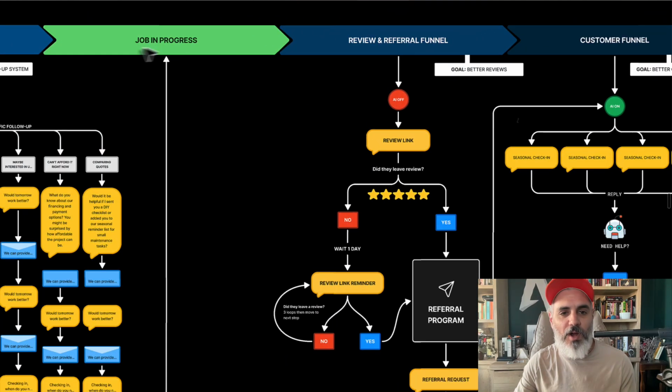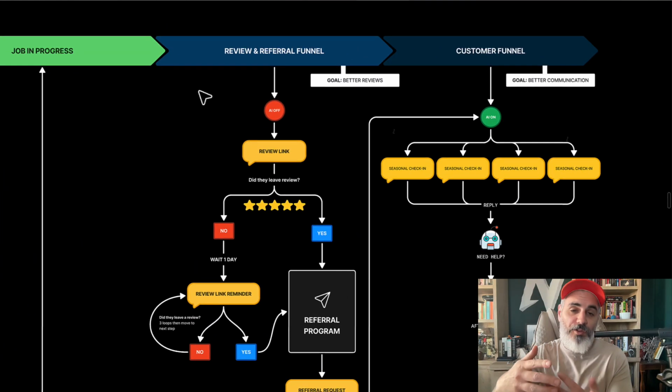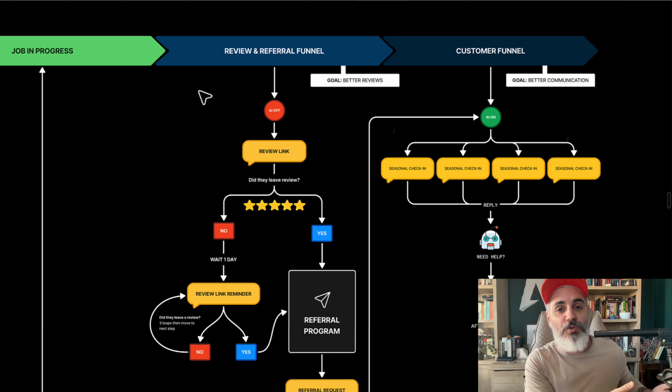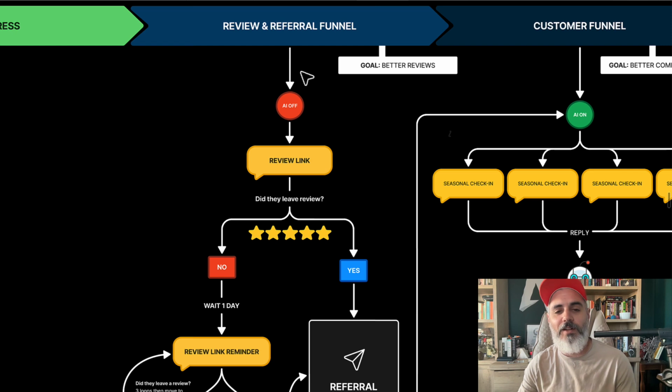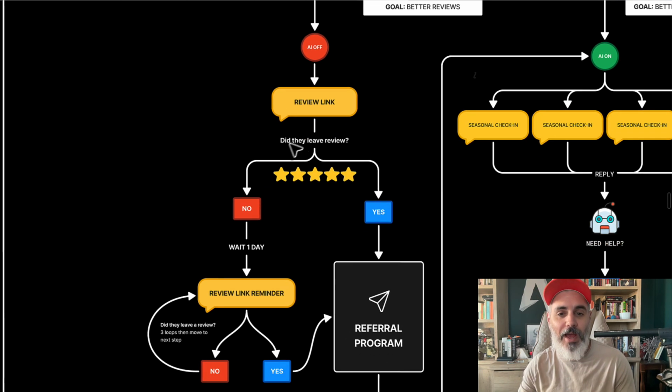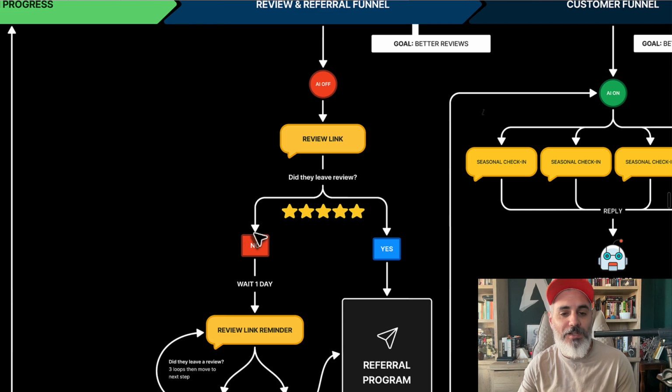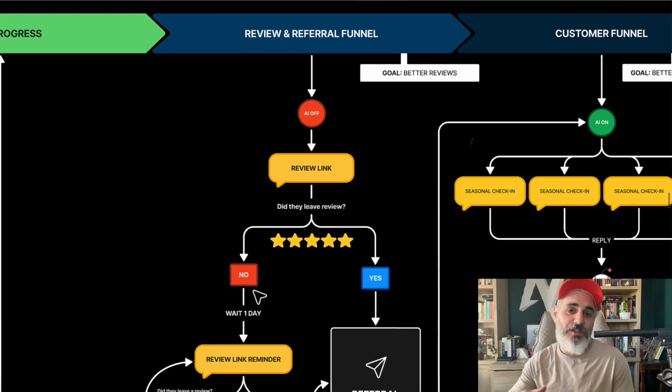After the job is in progress, all the automation is turned off. We'll know the job is done based off of what you do in your CRM, right? So invoice paid or whatever it is. And then that will trigger the review and referral funnel. They'll get a text that basically says like, how was your experience? And if they were happy, then we're going to ask them for a review. If they're not happy, we're going to ask them for feedback. This is a way to basically make sure that we're not asking angry people for reviews.